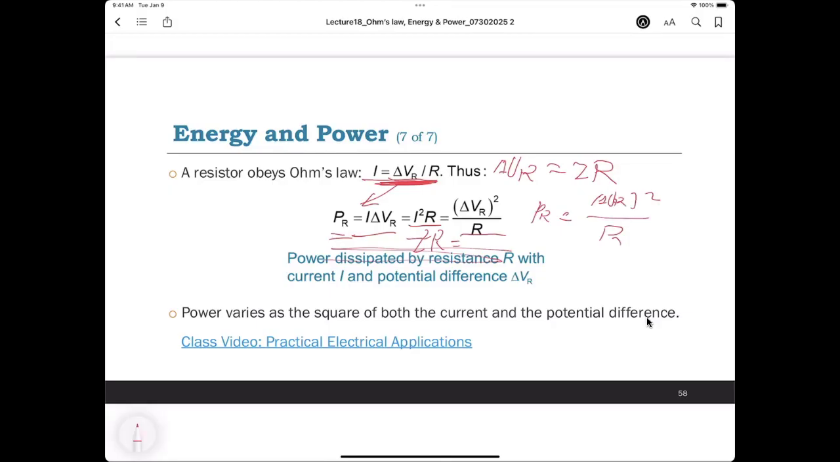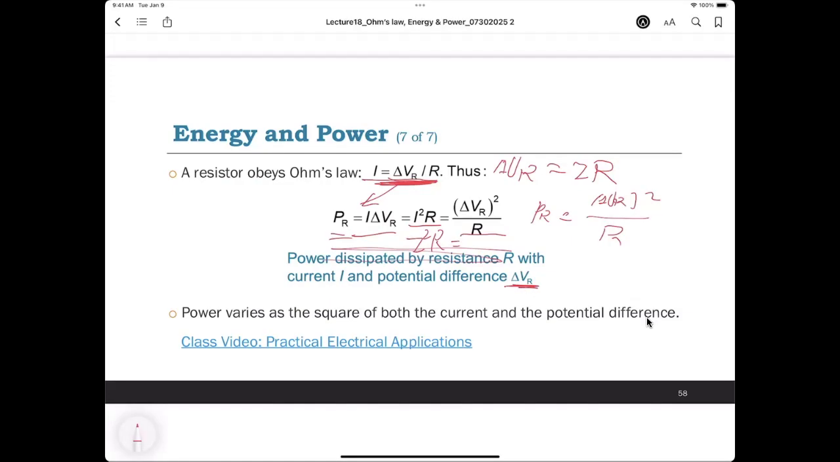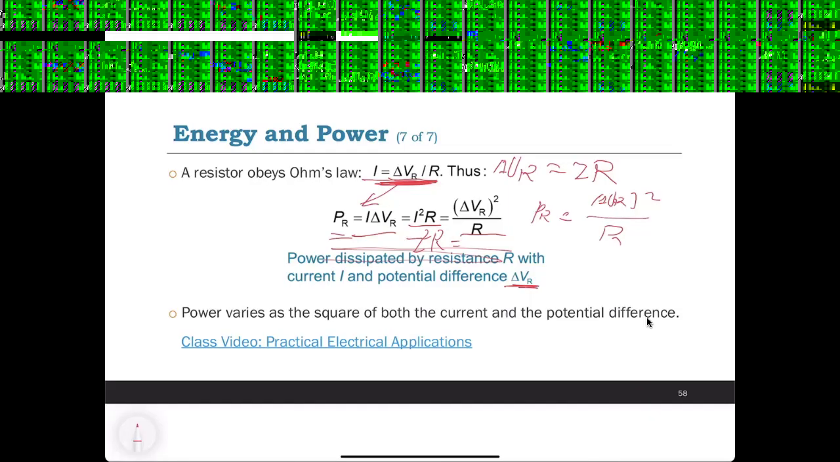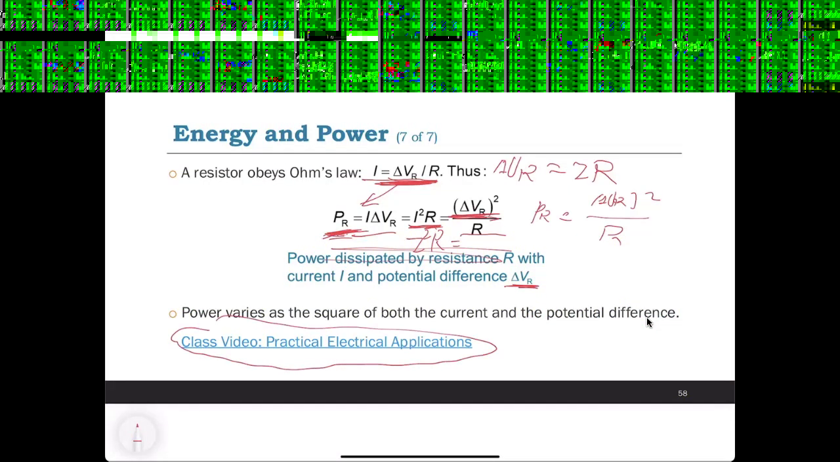We can also use this equation or this equation to calculate the power dissipated by resistance R with current I and potential difference delta V_R. The power varies as the square of both the current and the potential difference. If the square of the current changes, the power will change, and if the square of the potential difference changes, the power also changes. You can also review the class video on practical electric applications to view some applications for these power equations.